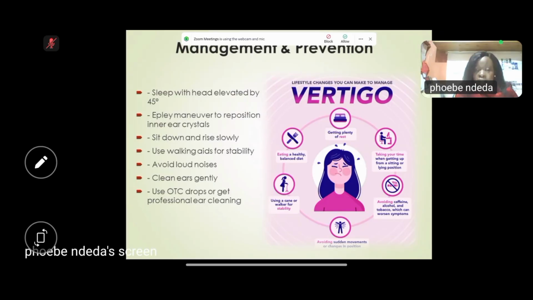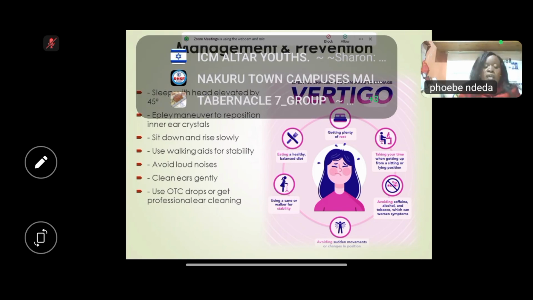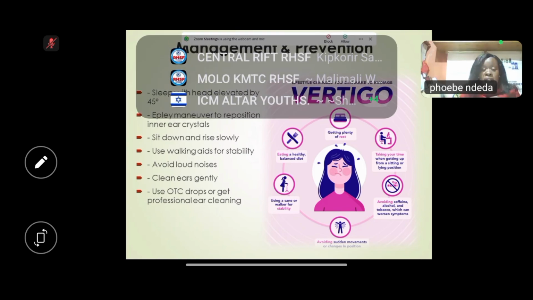Another thing, when you're having this attack, you sit down. Slowly, just sit down. And when you're rising up, rise slowly. And another thing, when you're having this vertigo attack, it is important that if you have an attack while outside in the sun, remember, even exposure to that cruel sunshine, the sunshine from around 12, 1, 2, 3. That sun is very hot.